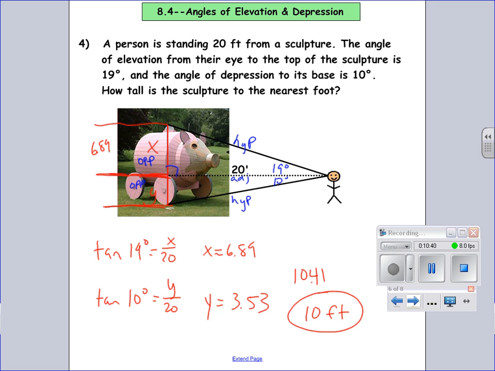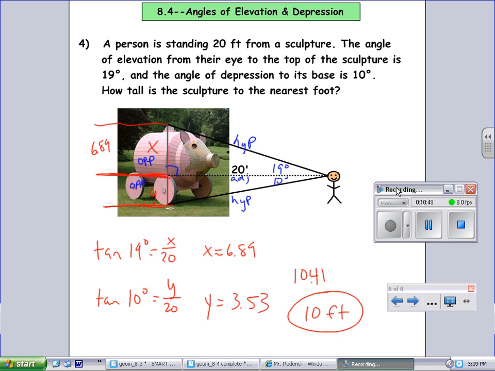Okay? So again, we're just continuing what we're doing, finding sides, finding angles, but we have this angle of elevation as far as terminology. From the eyes up is elevation, and from the eyes down is depression.